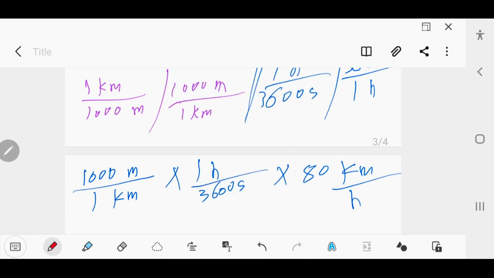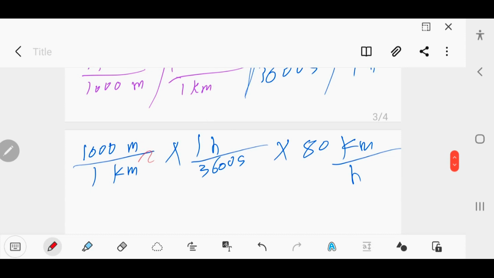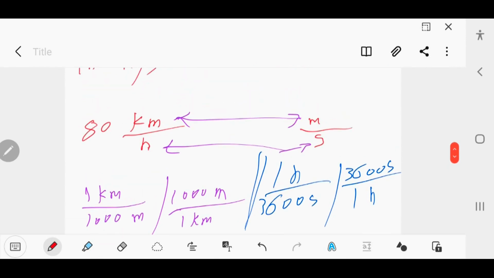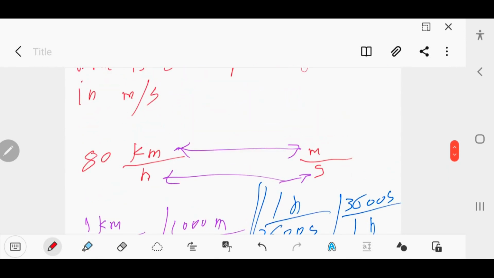Now, how can you be sure that you are following the right steps here? Again, as I told you in the beginning of this video, it's a matter of playing with units. Look here, we have kilometer, gone with this kilometer. And here we have hour with hour. We will still have meter in numerator and second in denominator, which is the same unit that the question is asking about.